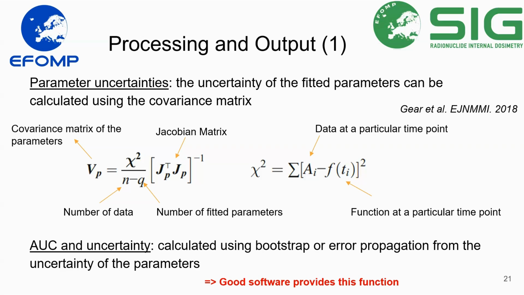In addition to the parameter uncertainty, it would be nice if we can get the uncertainty of the AUC. It would be very nice if we report not only the AUC, which is related to the TIA, but also its uncertainty. The AUC and its uncertainty can be calculated using the bootstrap or error propagation from the uncertainty of the parameters. And good software provides this function.